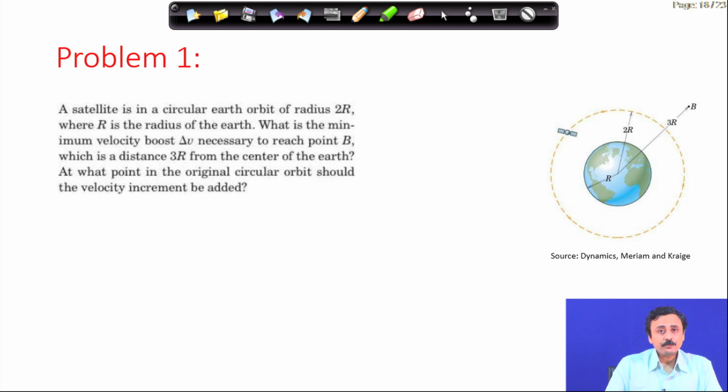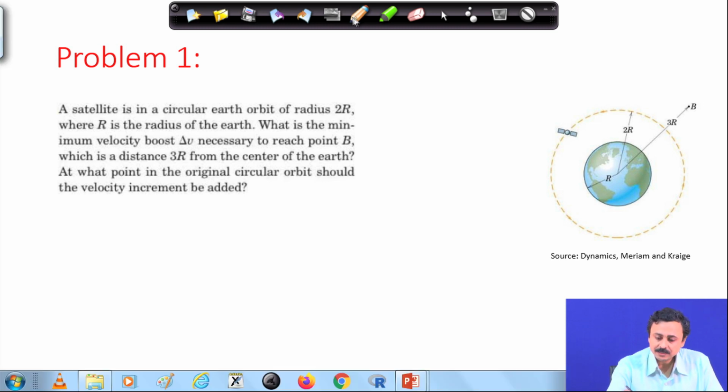And because it has started from a circular trajectory which is at 2r, therefore, the nearest point of that trajectory should be 2r from the center of the earth, because center of the earth is the focus, and B should be the farthest point of the trajectory. Therefore, this has to be an elliptic trajectory with r min as 2r and r max as 3r. And now, B has to be the farthest point, then that ellipse must be oriented something like this.